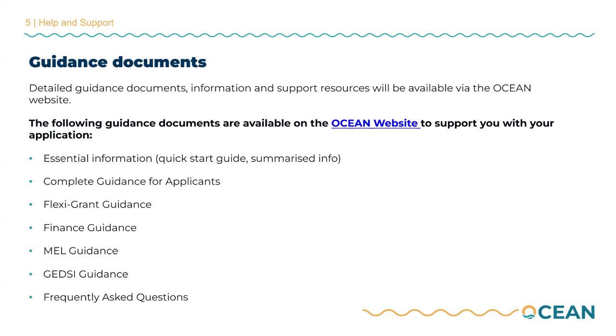There is a document that we have created called Essential Information. It's a quick start guide, and it summarizes most of the information we have been talking about today. This quick start guide is a very good starting point to check the requirements and the ideas we have been discussing today, to realize if you can or cannot apply to the grant. But once you have decided that you are going to apply, we recommend you go to the complete guidance for applicants. All the information is there. We have everything detailed about most of the questions we have been receiving today.